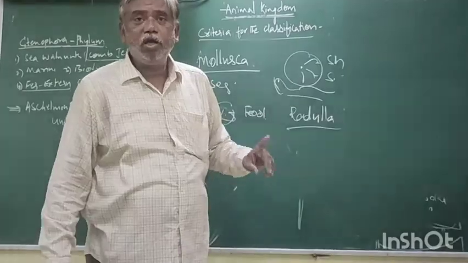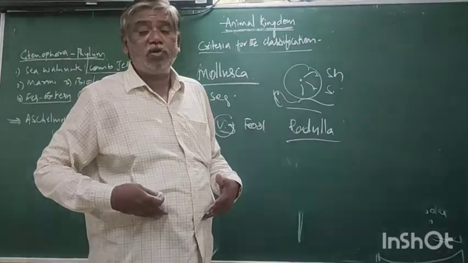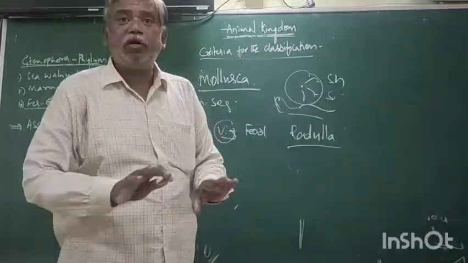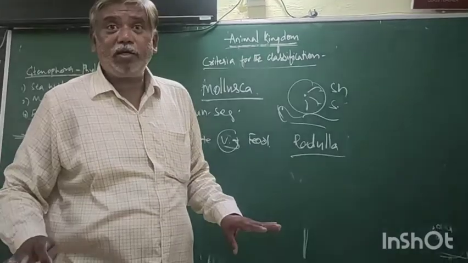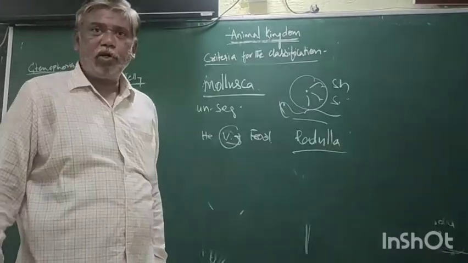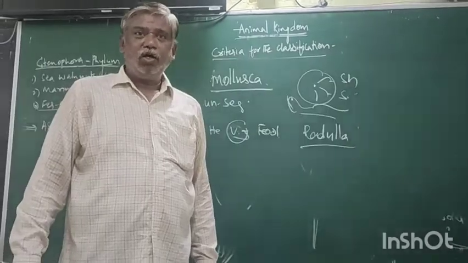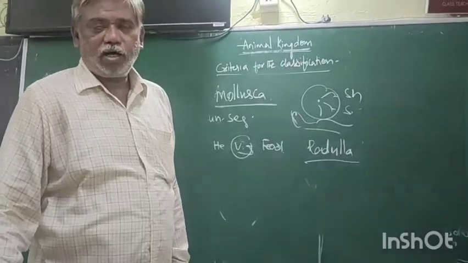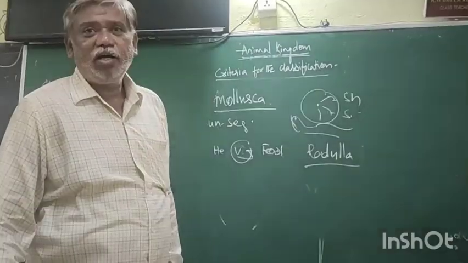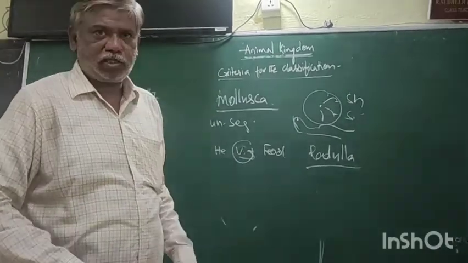Respiration takes place by tiny gills. Circulation, open or closed? Open. Because the body cavity is filled with blood, hence it is called hemocoel. There is no pigment. Now, some examples: Pila globosa, snail, octopus, devilfish, Sepia, sea hare, Aplysia, Nautilus. These are the examples of molluscans.